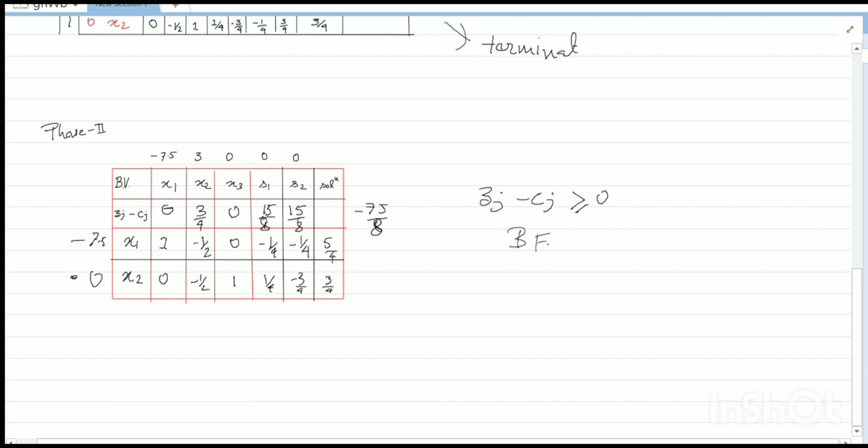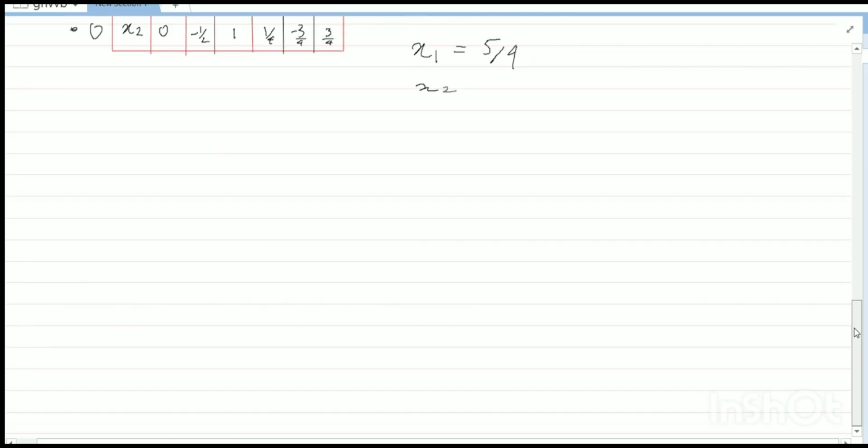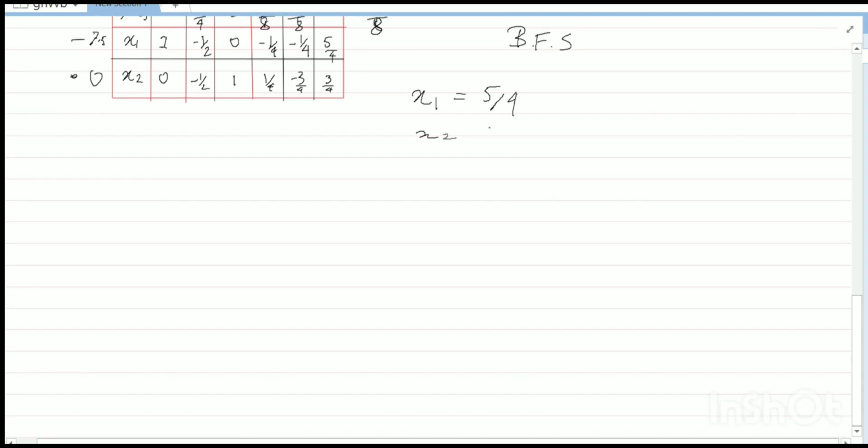So hence my answer is x1 is equal to 5 by 4, x2 is equal to 3 by 4, and x3 is equal to 0, and min z is equal to 75 by 8.